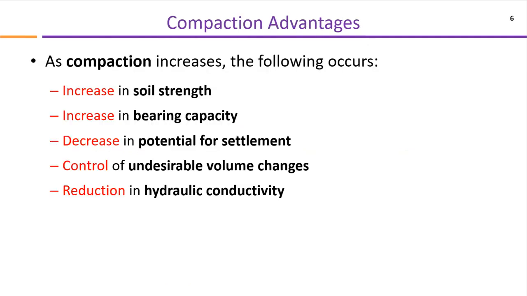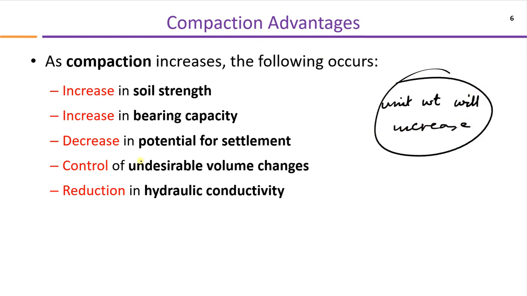Okay, before coming to the compaction test, let's look at the advantages of compaction. What is going to happen when we increase the density? Whenever we do the compaction, the unit weight is going to increase. So please remember, the unit weight is going to increase. If the unit weight increases, it increases the strength of the soil. This is one of the advantages. It will increase the bearing capacity of the soil.